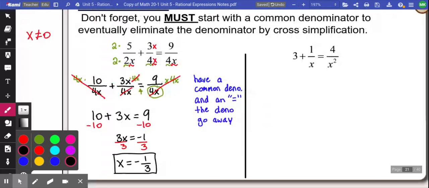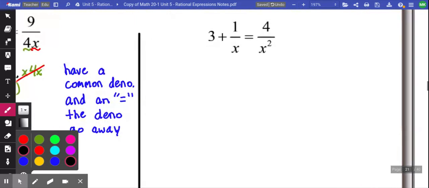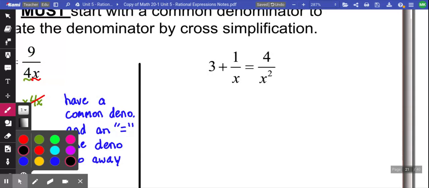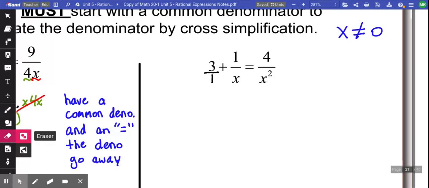Okay, let's try another one over here. So, first things first, we want to factor. Can't factor. Second thing, state your NPVs. Your NPV here is x cannot equal 0. Perfect. Third step, you need to get a common denominator. This one sometimes tricks people. The reason it tricks people is because of this 3, and people don't view that 3 as a fraction. So it's very important that right off the bat, you turn it into a fraction so that you realize it also needs a common denominator.